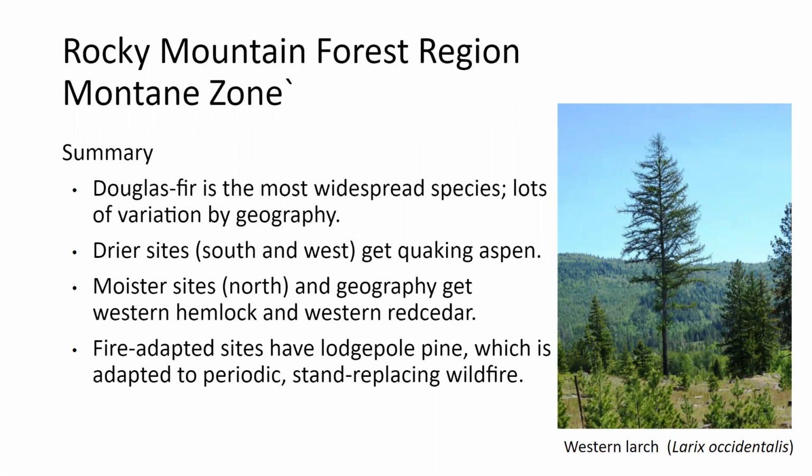So the drier sites are generally found in the south and west. They have quaking aspen. The moister sites add western hemlock and western red cedar, which are species that are more commonly found in the Pacific Northwest. And then the fire adapted species, right? So through Yellowstone and maybe more of that eastern edge of the northern Rockies, we have lodgepole pine as the dominant species, which is specially adapted to periodic stand replacing fire.